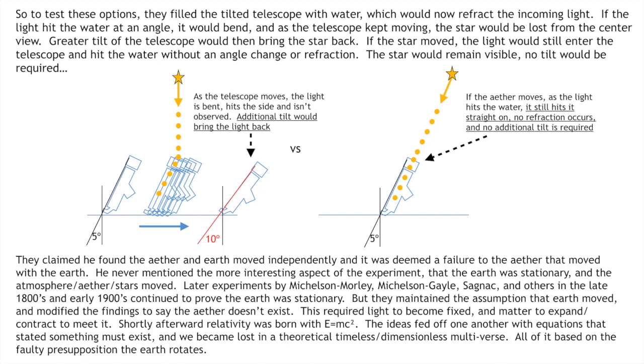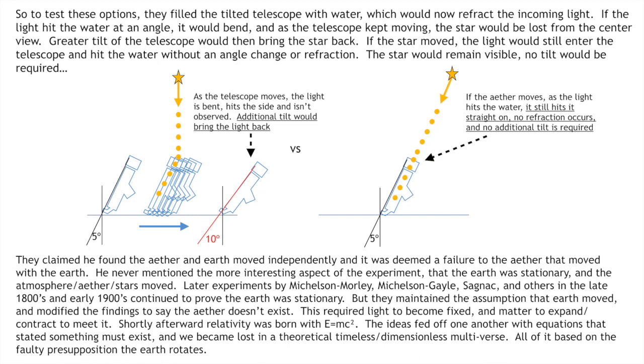He never mentioned the more interesting aspect of this experiment, though, that the Earth was stationary and that the atmosphere and ether moved. Later experiments by Michelson-Morley, Michelson-Gale, Sagnac, and others in the late 1800s and early 1900s continued to prove that the Earth was stationary with various different experiments, but they maintained the assumption that the Earth moved, and they modified their findings to say that the ether must not exist. And this required light to become fixed and matter to expand and contract to meet it.